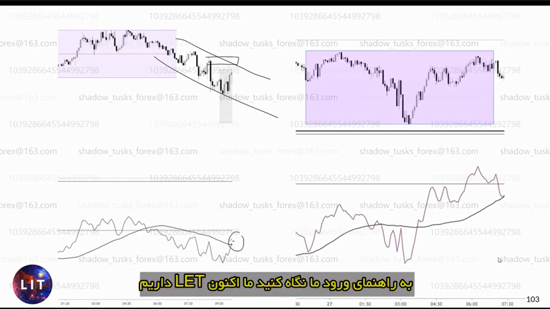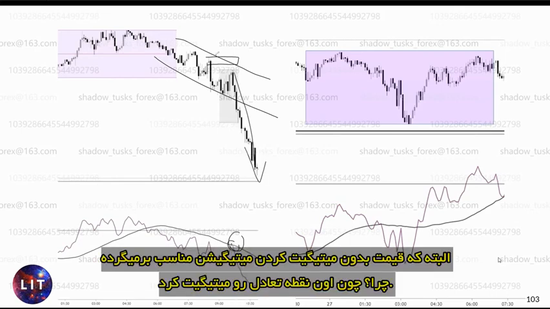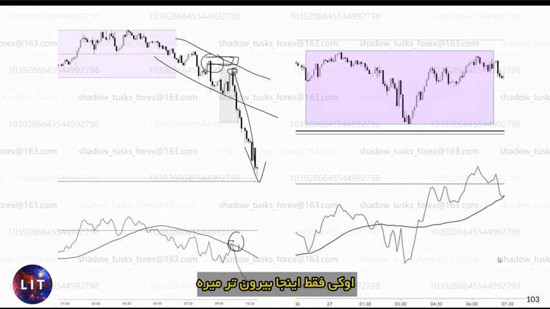We look at our entry helper, we see we have a LIT currently. So what is going to happen? Of course, price reverses without mitigating the proper mitigation. Why? It mitigated the equilibrium. Okay, just gives away in here.